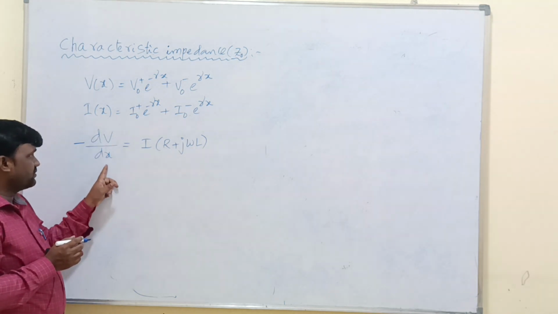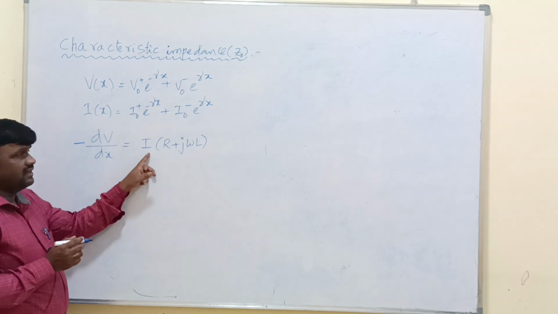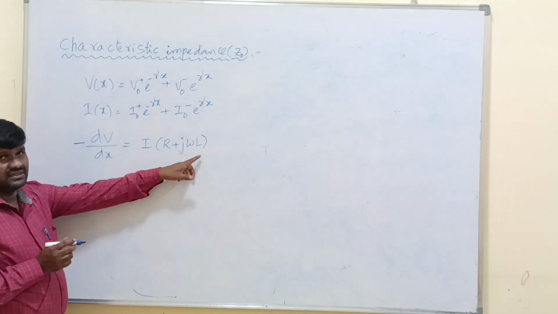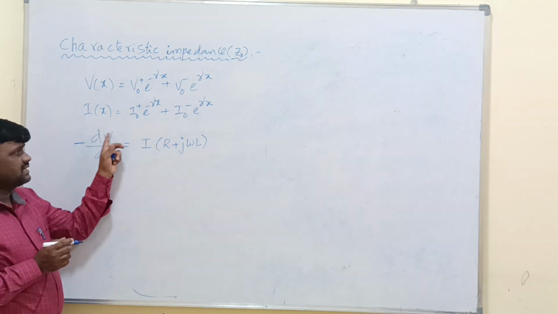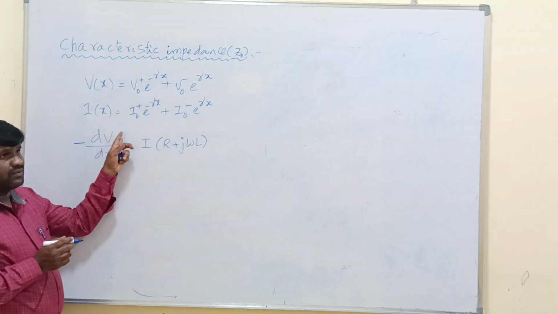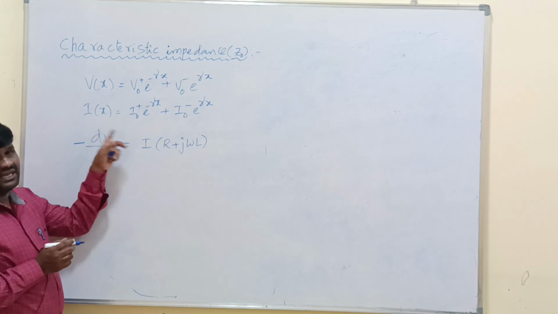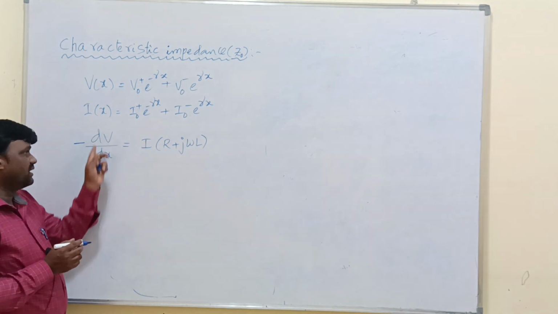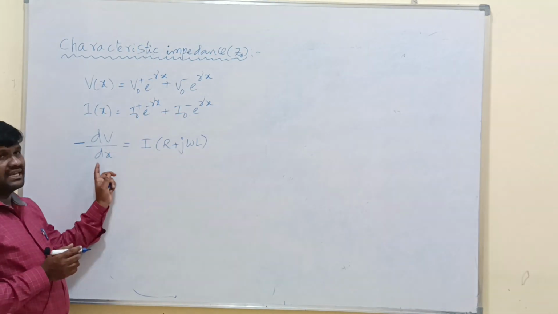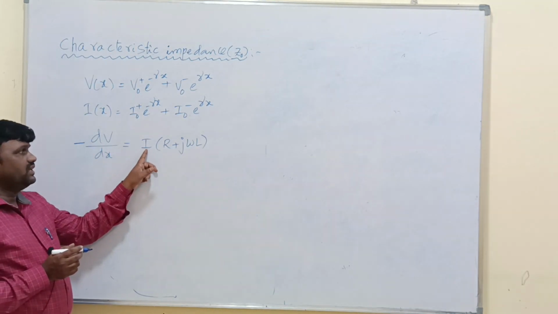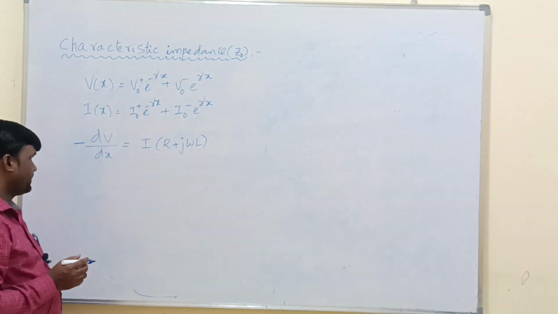Actually I had written dV by dx equal to I into R plus j omega L. What I did there was V minus dV. But we have to take first V minus dV, minus V. Then you will get minus dV by dx. Similarly, minus dI by dx is V into G plus j omega C.